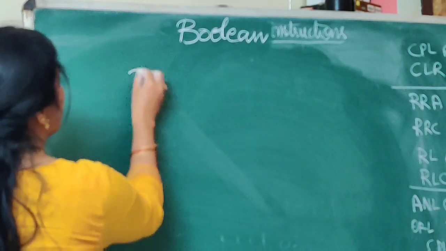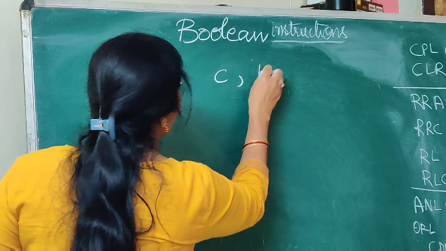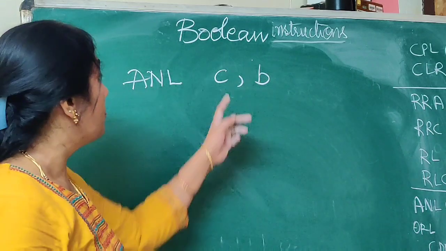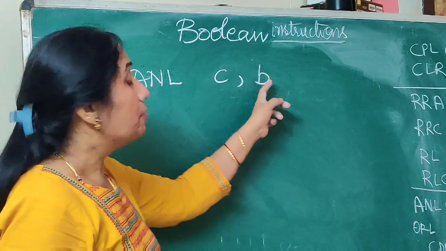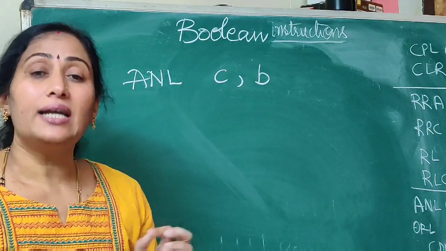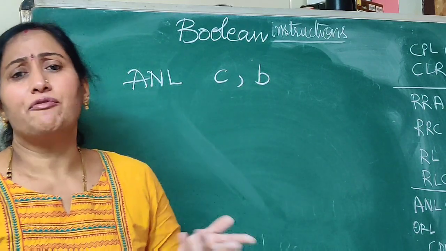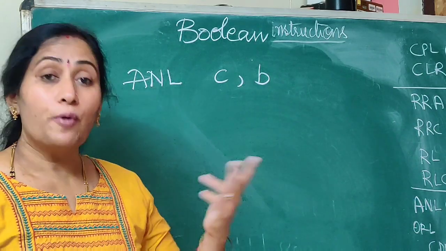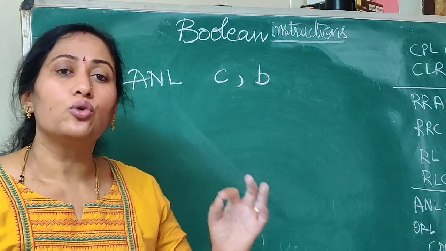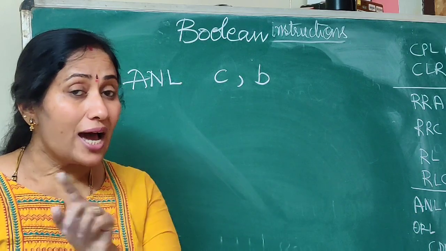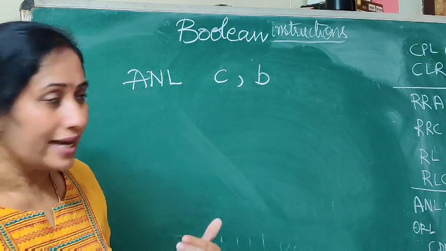We'll discuss this first: ANL C, B. What is this? C stands for the carry flag and B is nothing but the bit address. You have so many bit addressable registers. For example, the accumulator is bit addressable, the ports are bit addressable, and in the internal RAM from 20 to 2F, that is 16 bytes, each and every memory location bit has a bit address. That address I can use over here.